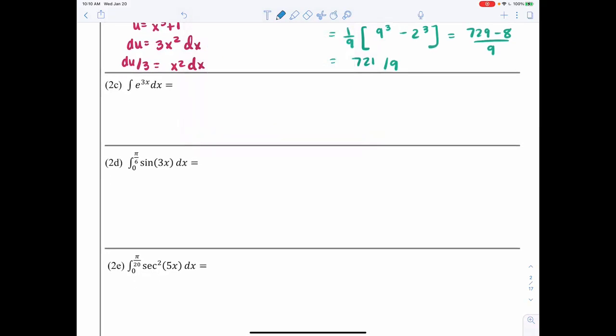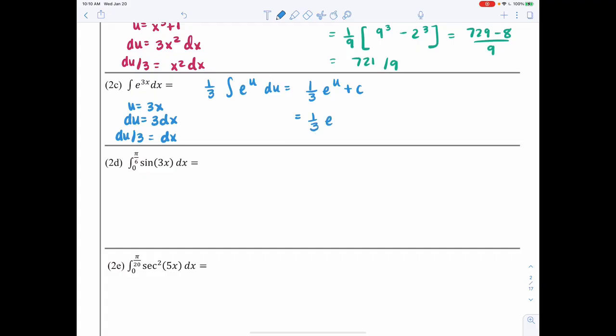You are also going to do u sub on something like 2c, so take a minute and give it a try. So let's let u be 3x. du would be 3dx. We don't have that 3. Sometimes we forget that we have to do u sub in a situation like this. So I've got 1/3 e to the u du. Remember that the integral of e to the u is just itself, for a final answer of 1/3 e to the 3x plus c.